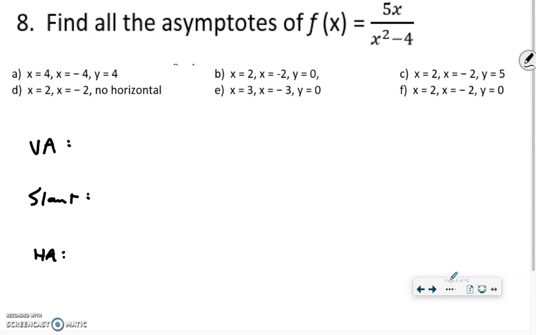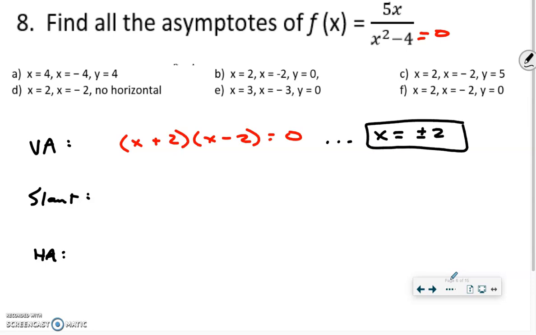All right, so the vertical asymptotes, remember the way that we do that is we take the denominator, set it equal to 0. So in this case, I'm going to factor x plus 2, x minus 2, set that equal to 0. And now I can say that my vertical asymptotes are going to be at positive and negative 2. Everybody's good with vertical asymptotes? Yeah. All right, slant asymptotes. They are going to exist only if the numerator's degree is 1 larger than the denominator's, and that's not happening in this problem. So no slant asymptotes, which is going to open up for the horizontal asymptote.